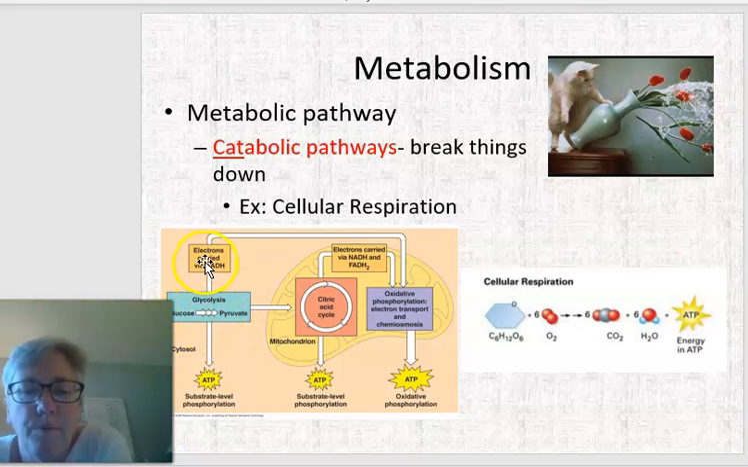cellular respiration is an example of a catabolic pathway, where glucose is broken down and energy is produced. Here's another picture. Here's glucose. Add it to 6 oxygens, and we produce CO2 and water and energy. So a catabolic pathway breaks things down, and often, as a result of that, energy is produced.